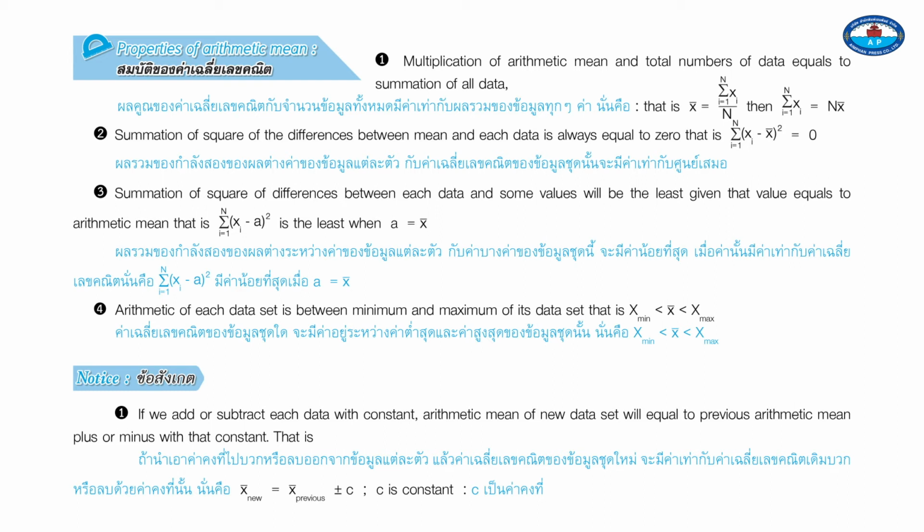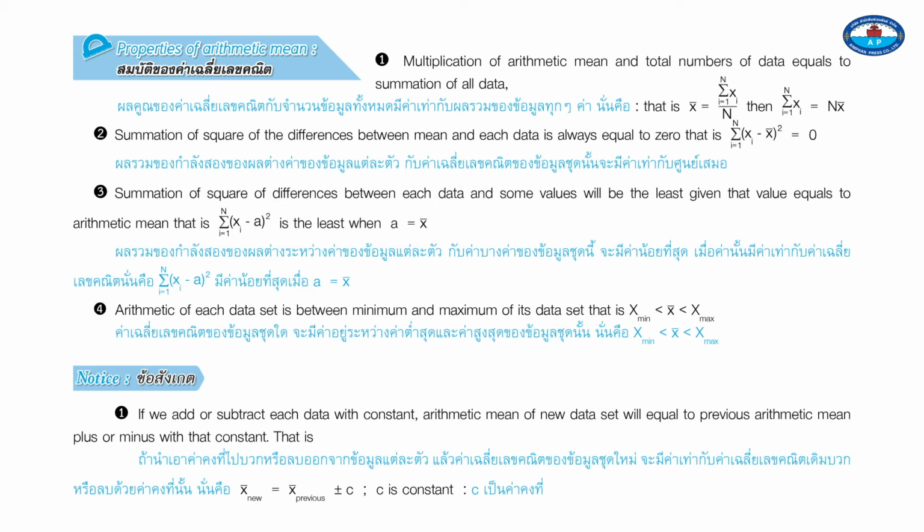Summation of square of the differences between mean and each data is always equal to 0. That is, summation of xi minus x bar squared for every value of 1 through n equals 0. 3. Summation of square of differences between each data and some values will be the least given that value equals to arithmetic mean. That is, summation of xi minus a squared for every value of 1 through n is the least when a equals x bar.